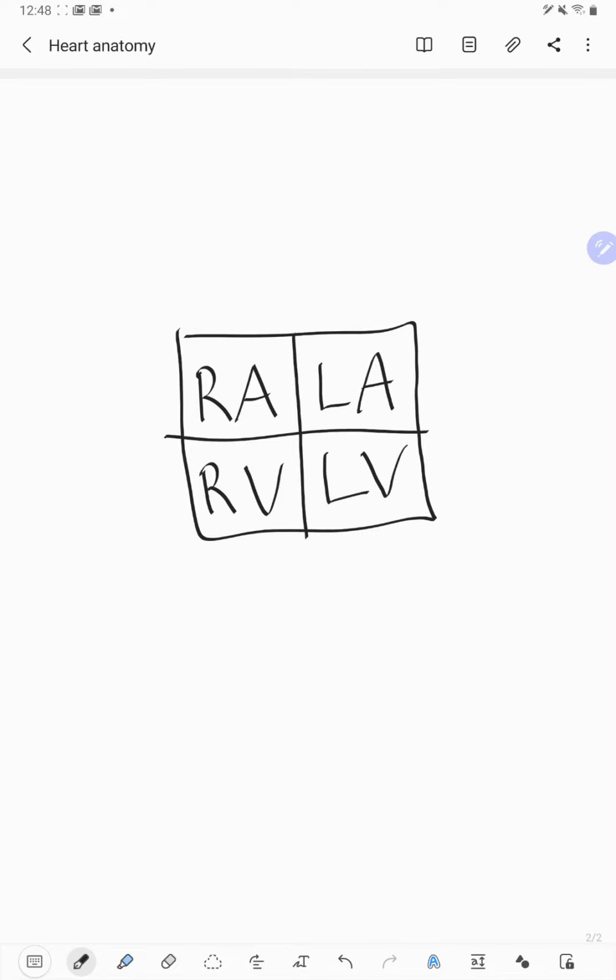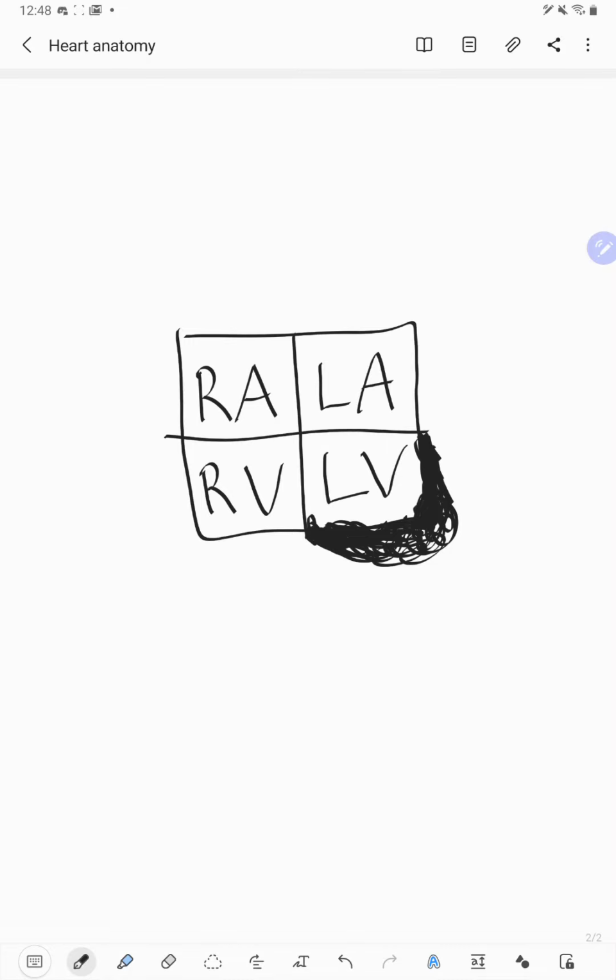Now let's talk about what they actually do. I didn't really draw it here, but let's draw it now. The left ventricle, it's going to be the biggest area of the heart. It has the most muscle tissue. So let's kind of draw in some of this muscle tissue that it has. It is significantly bigger than any other chamber of the heart.